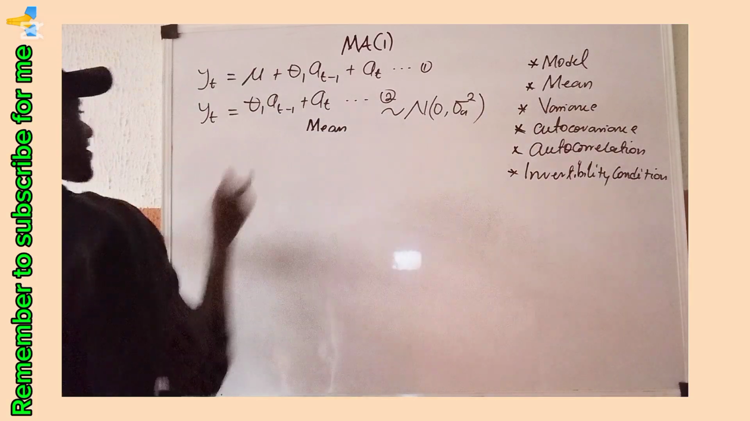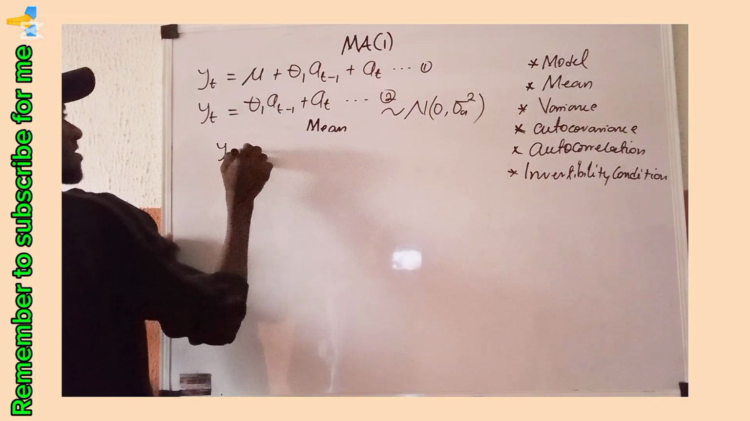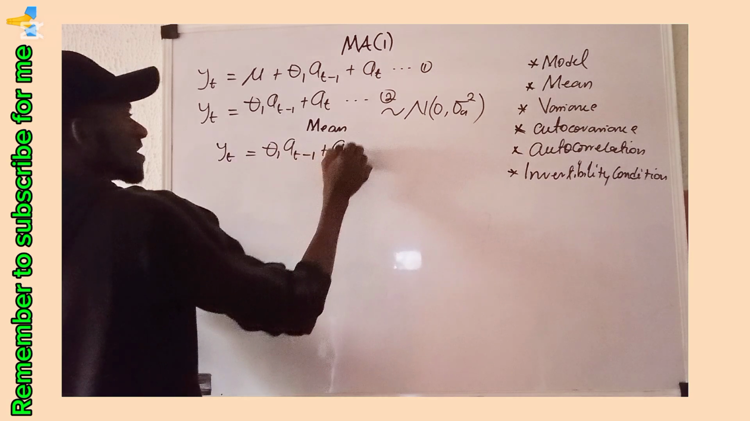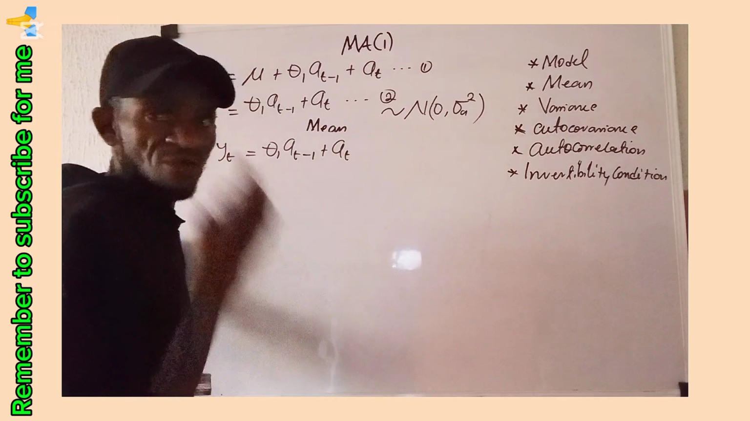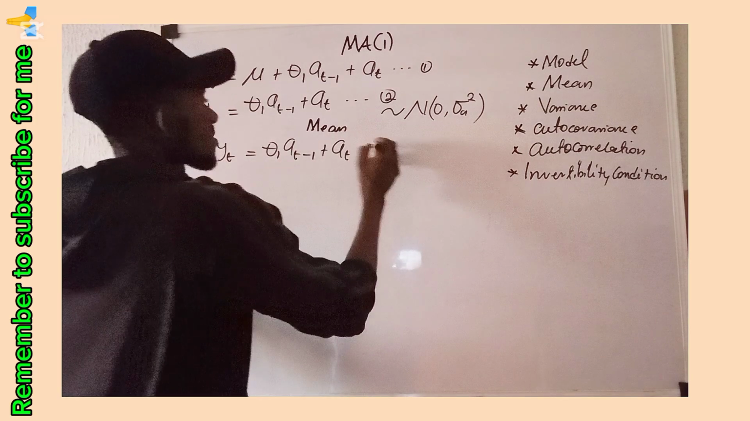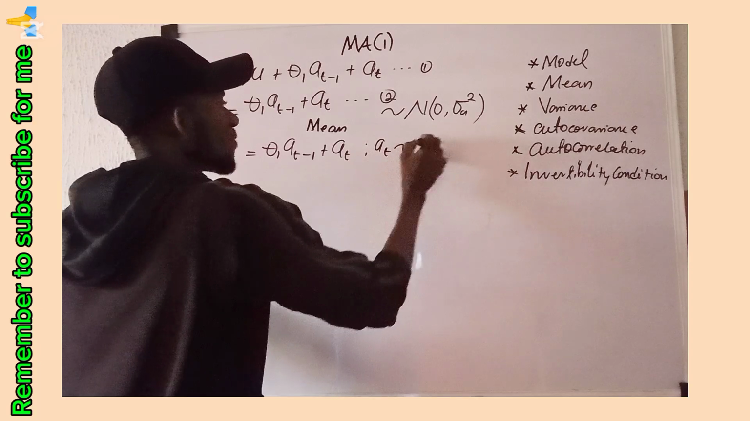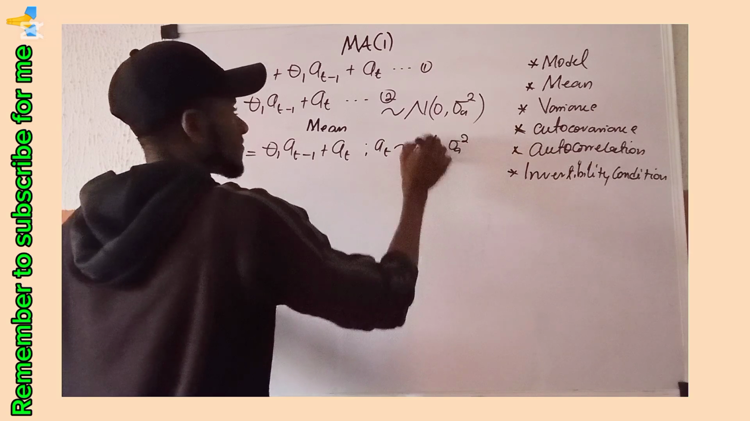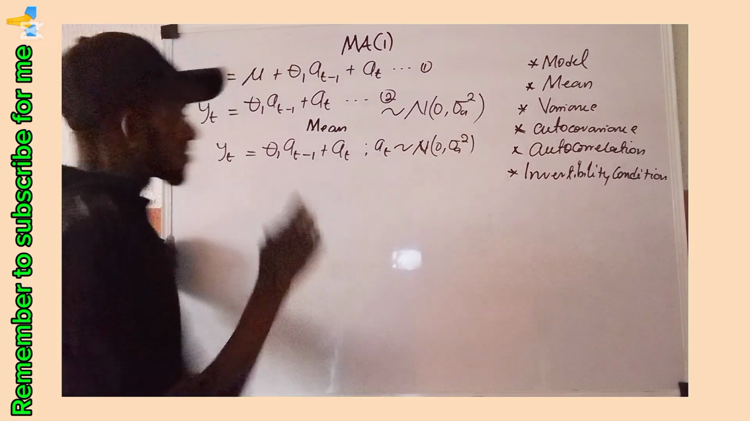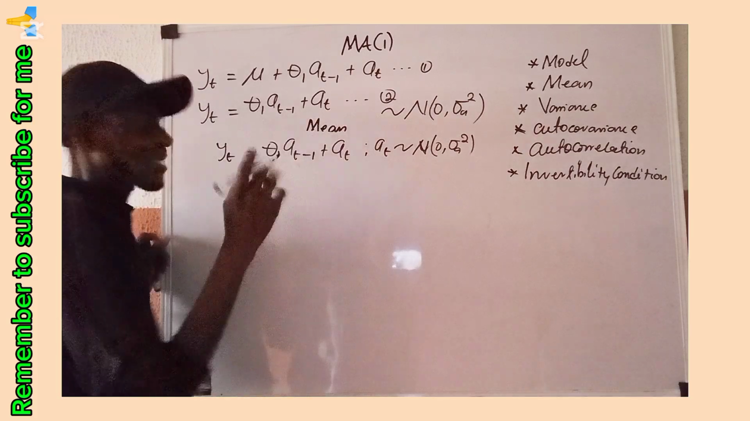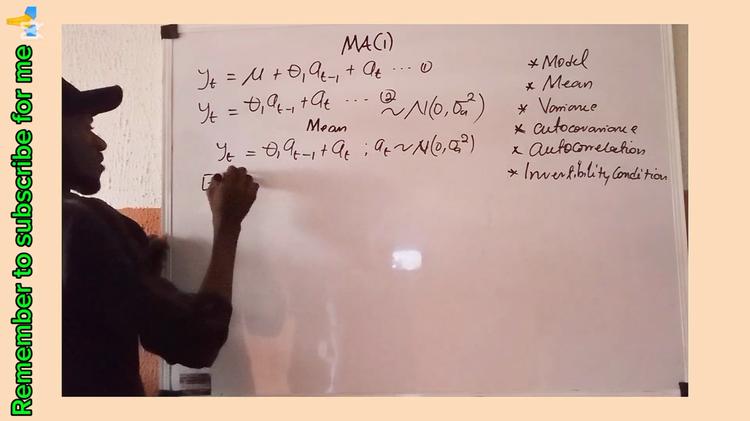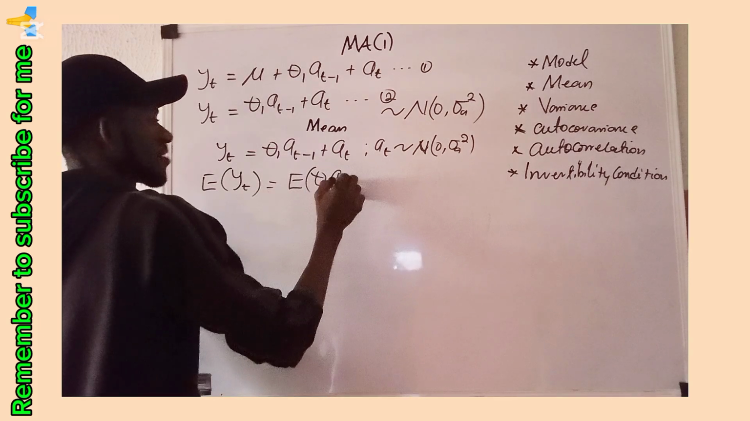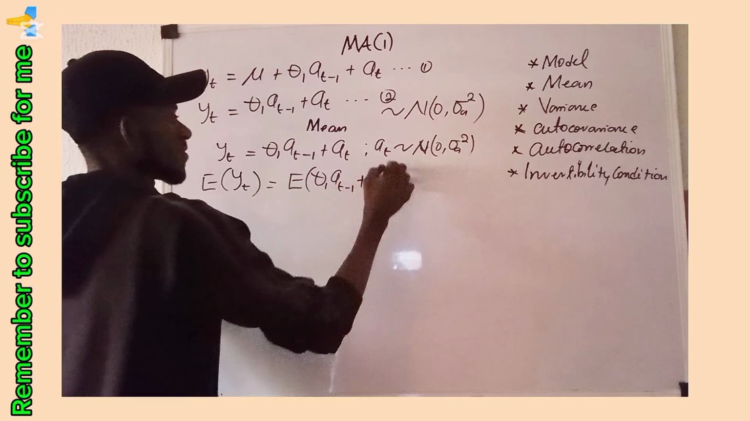The second model says that y of t is given as theta 1 a of t minus 1 plus a of t. That's what the second model says, where of course we know that a of t follows a normal distribution with mean 0 and constant variance sigma squared of a. So taking expectation of both sides of the equation as usual, we have that E of y of t is given as E of theta 1 a of t minus 1 plus a of t.